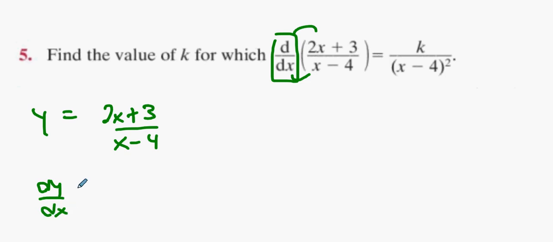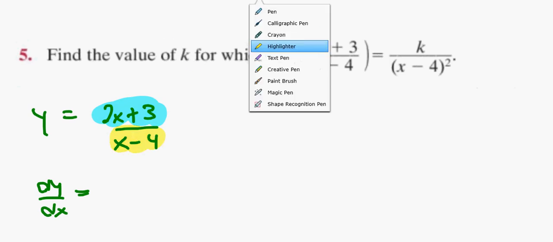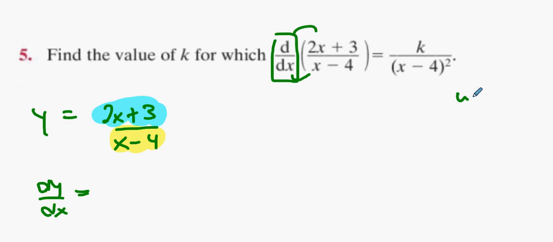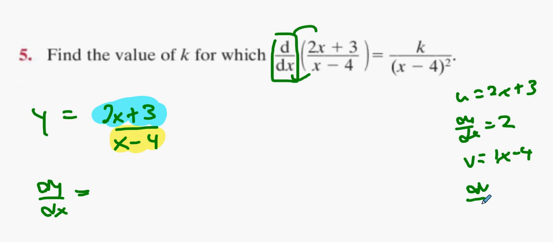Alright, is everybody happy with the quotient rule? That's u and that's v, right? So, u equals 2x plus 3. That means du/dx is 2. v is x minus 4. That means that dv/dx is what, lads?